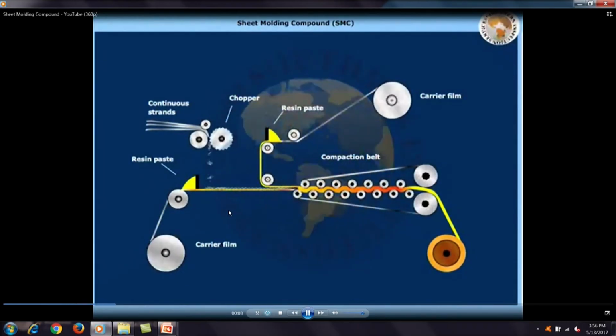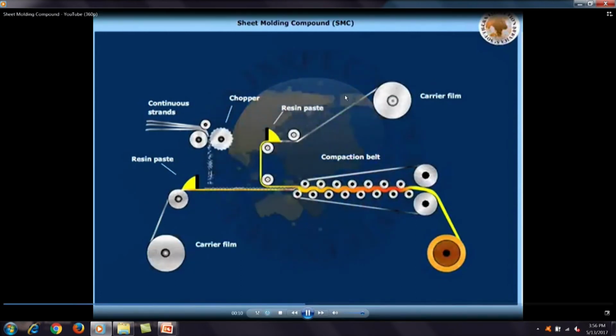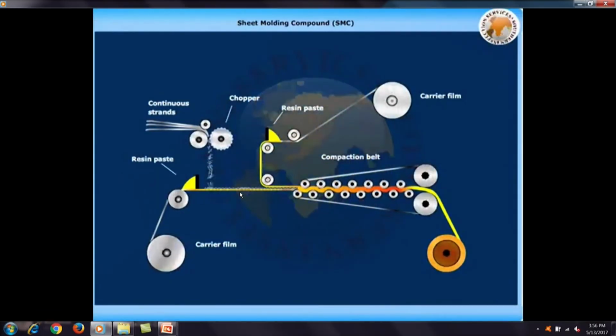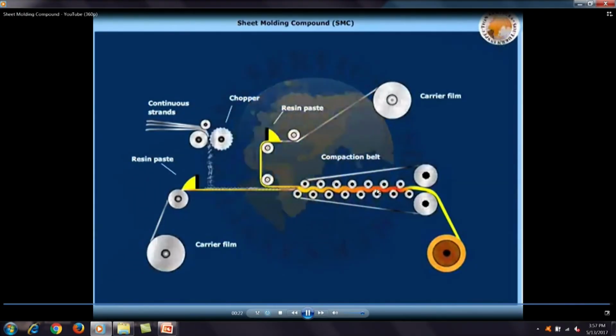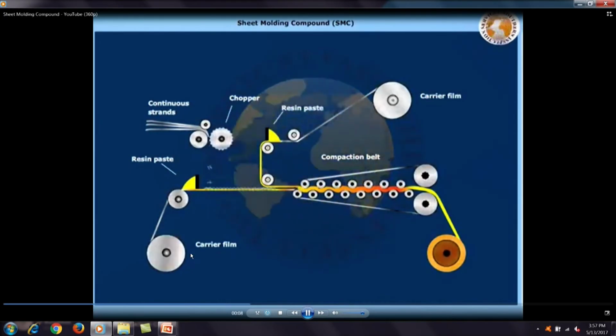And before we use this product or SMC as a raw material for our subsequent processing, we will remove these carrier films and we will only be using the fiber and the polymer SMC compound as a raw material for a final product. And these are the compaction rollers we can see here, and this is our final SMC compound which is getting rolled over the roller. So again, just to begin, there is a carrier film, there is a resin and fiber falling on to the carrier film.